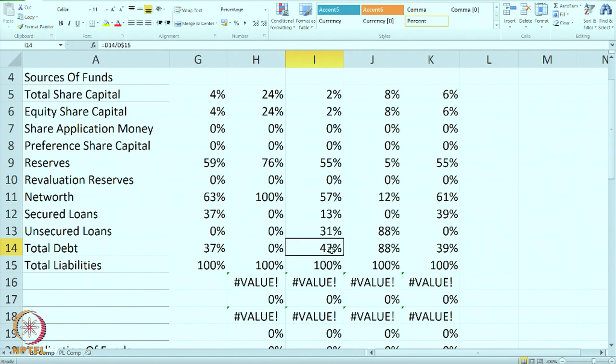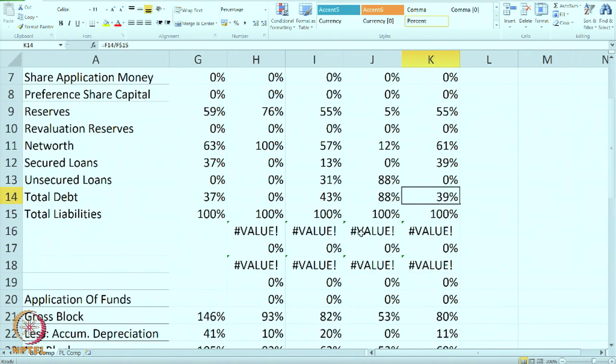So, if you remember, we had discussed the debt equity ratio. Debt equity ratio will be 37 by 63. For Gujarat Pipavav it is 0, for GE Shipping it is 43 by 53, for Reliance it is 88 by 12 because of huge debt, and for the last company, that is Shreyas, it is 39:64.